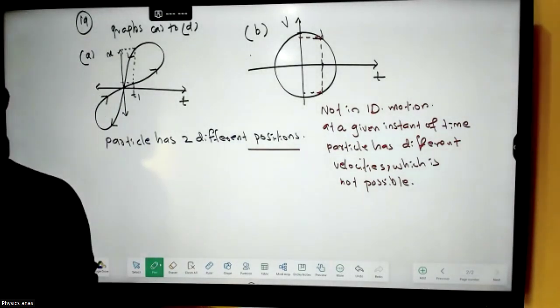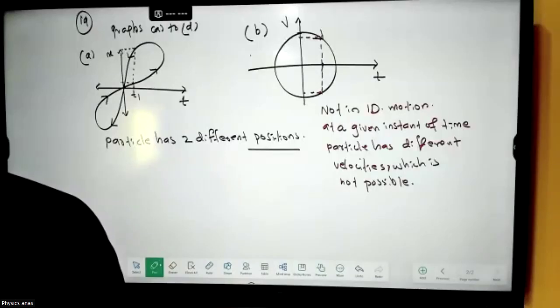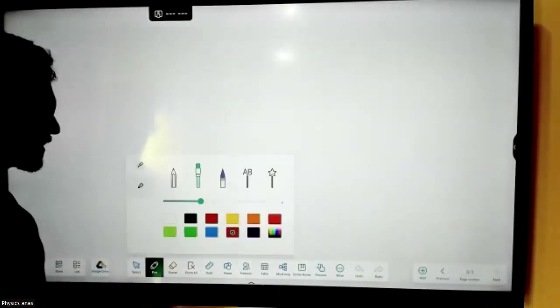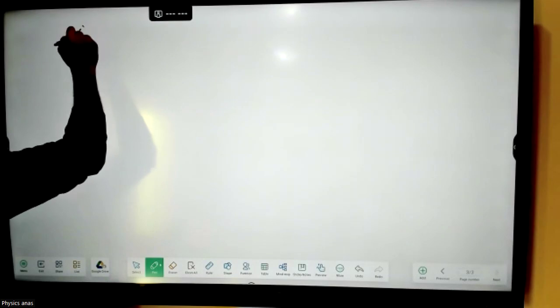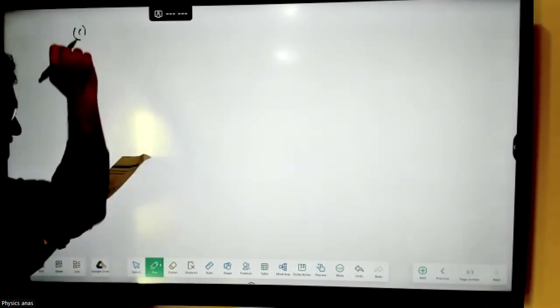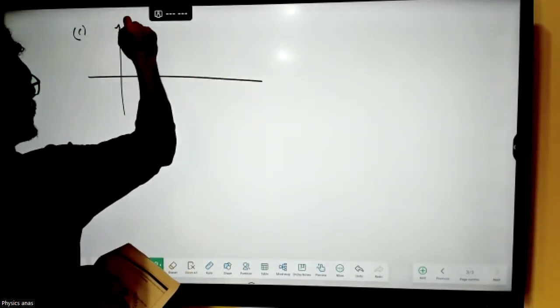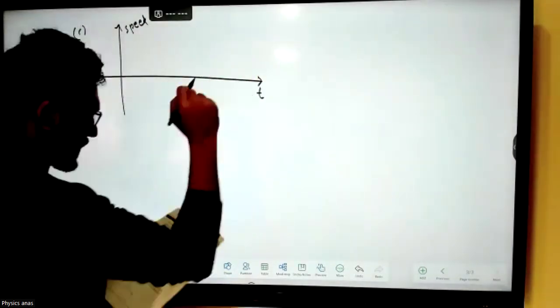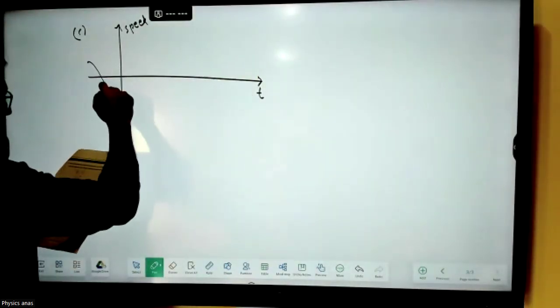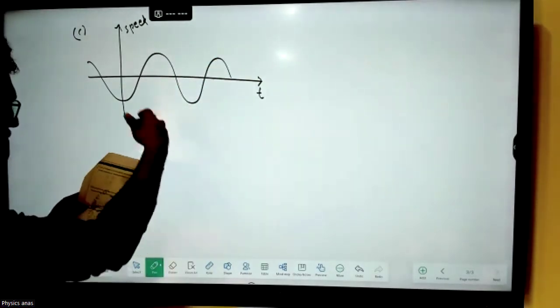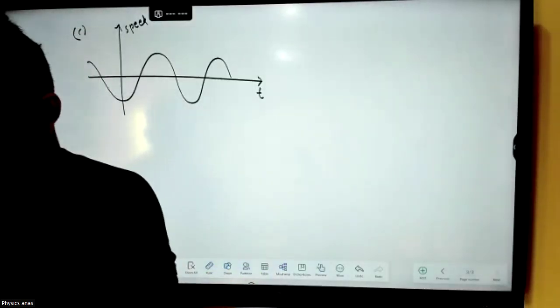Okay? Have you finished it? Arpita, Sneha, Sana? Yes, sir. Can I move to the next page? Okay. Then we have to see the next graph, graph number C. Graph number C is a speed-time graph. Look at the graph. The graph is like this.